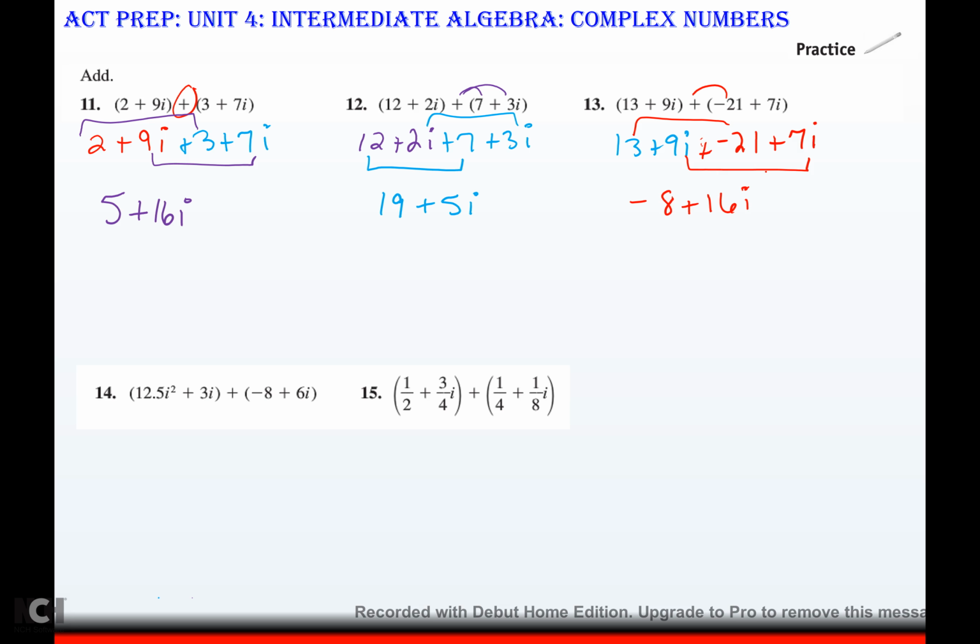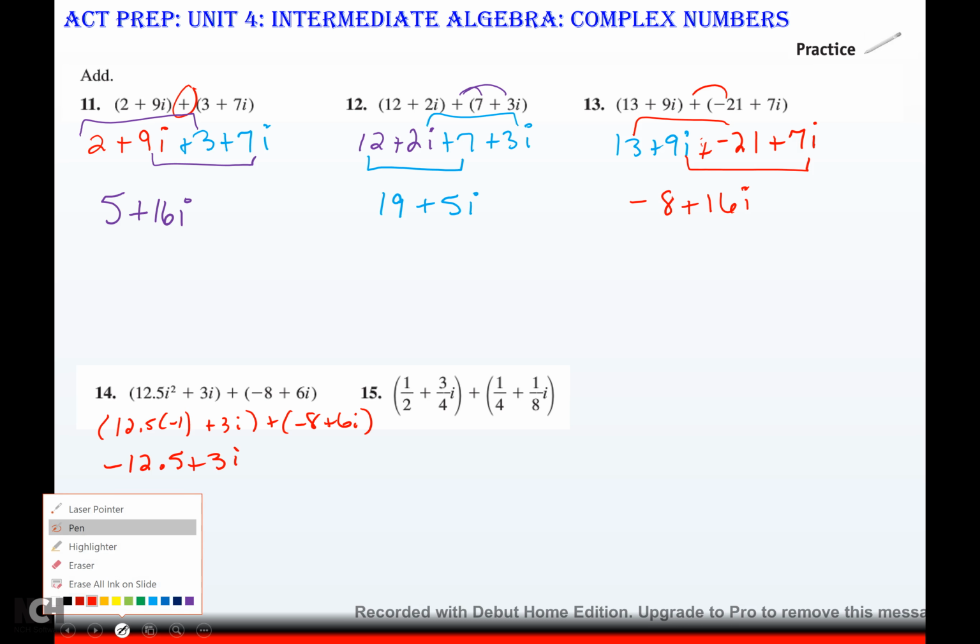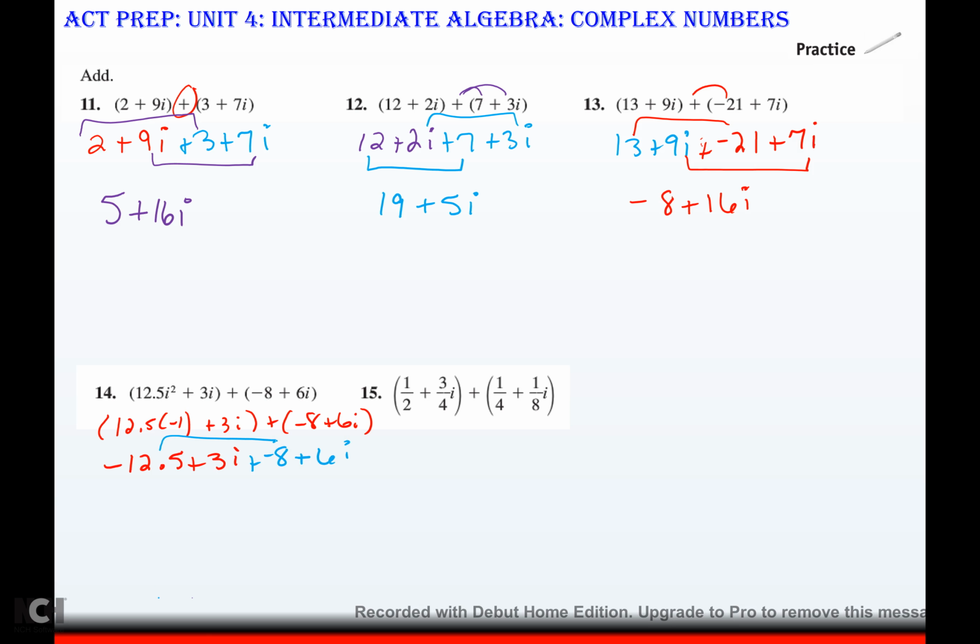Okay, on here I got an i squared, so I can replace that with negative 1. Negative 8 plus 6i. So this is going to be negative 12.5 plus 3i, and they want me to add a negative 8 and add the 6i. So combining like terms, I'm going to get negative 20.5. 3i plus 6i is 9i. Okay.